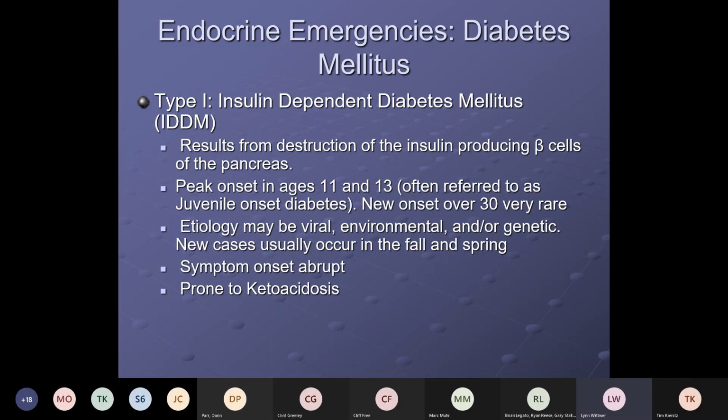Etiology: there may be some viral component of this, maybe environmental, and it's more than likely genetic because it is passed on familially. New cases, curiously, usually occur in the fall and the spring. Symptom onset is often very abrupt, and because they're prone to ketoacidosis, the first time they may seek medical attention is when they're in their first episode of ketoacidosis. So we see a number of children, 7 to 13, who come in in ketoacidosis, and they're going to be newly diagnosed as diabetic.